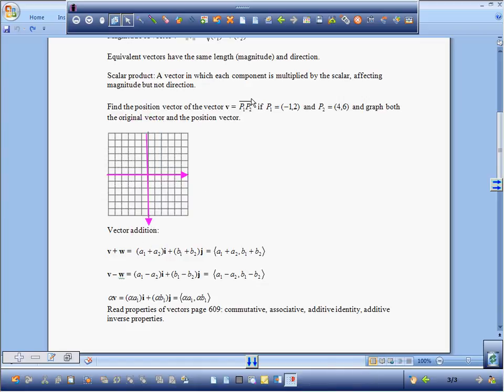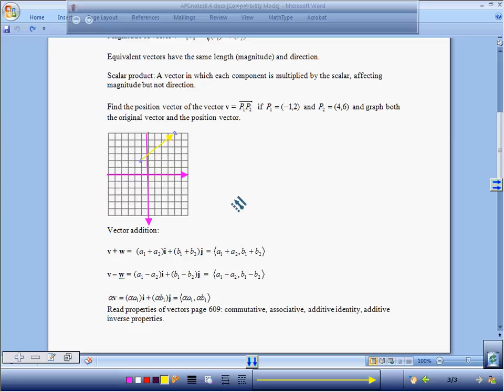Anyway, if I start at -1, 2, which is here, and 4, 6, 1, 2, 3, 4, up 6. Here is the vector P1, P2, which goes, we'll do it in a different color, from here to there. So that's the original vector.